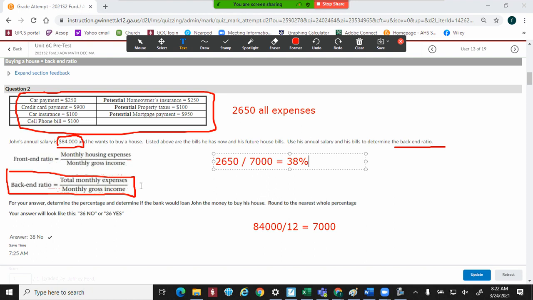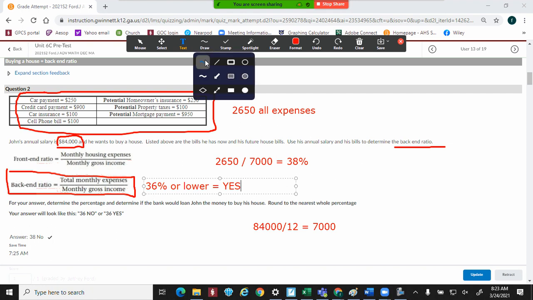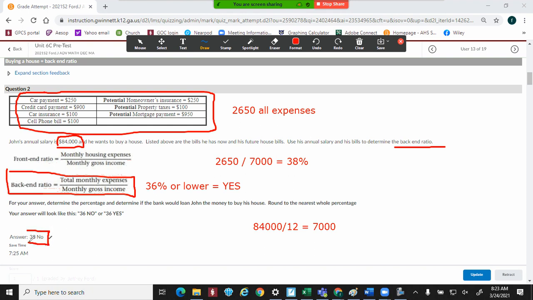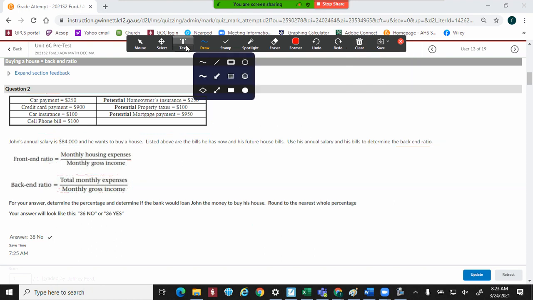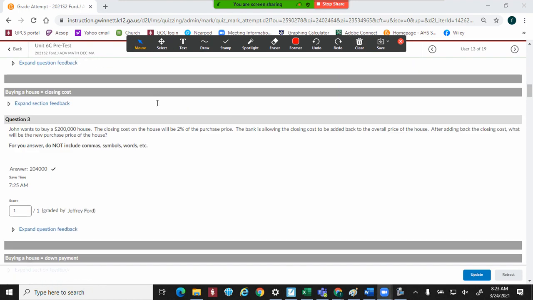Now, since it's the back end ratio, it works off another percentage. So that means we're at 36% or lower. That's what a yes would be, as in, yes, the bank would loan the money to the person, but we're at 38%. So they have too much debt, or too many monthly expenses, and they would be considered high risk. So the answer would be 38% and no. The bank would not give them money if someone is high risk, as in they won't be able to pay it back.